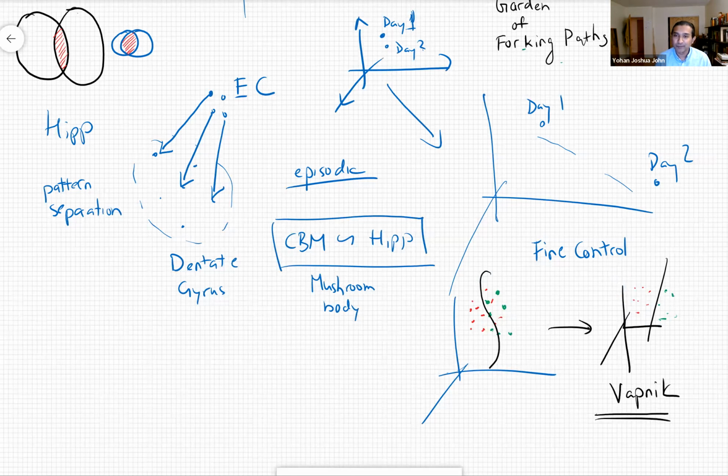The other one is actually compressed sensing, but I don't understand that well enough to elaborate. But there have been people who claim that this circuit does compressed sensing. There's a review paper in, I think, Frontiers talking about the hippocampus doing compressed sensing. So there's a couple of different stories.